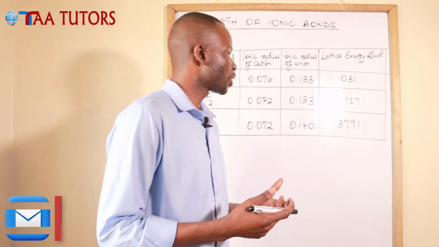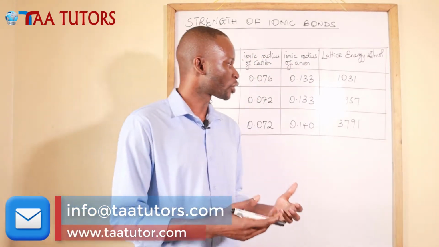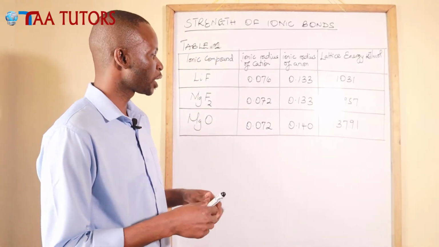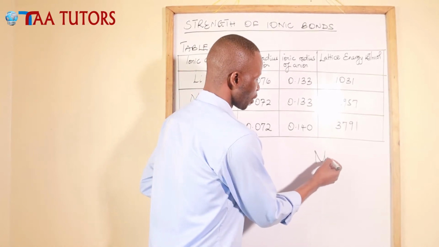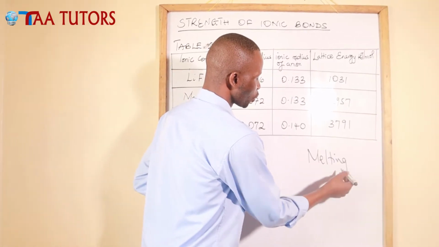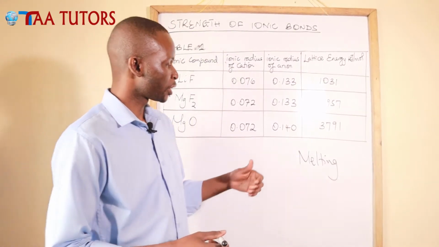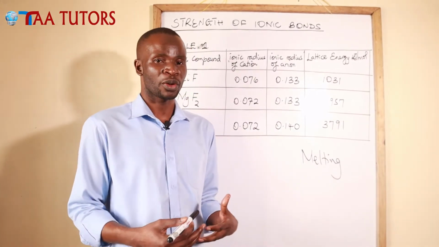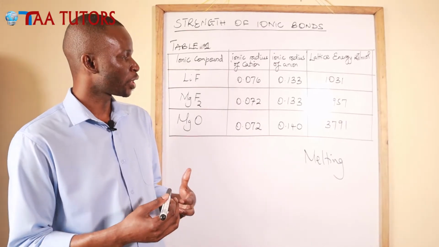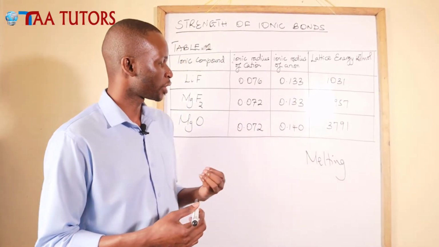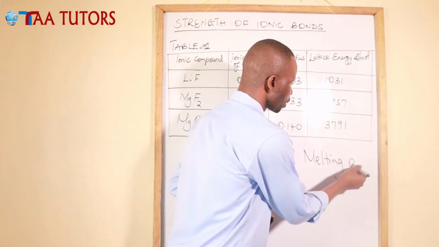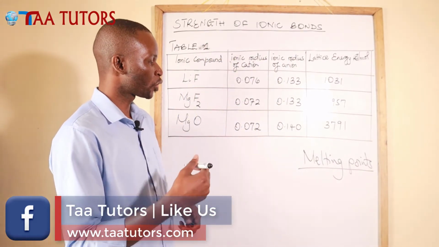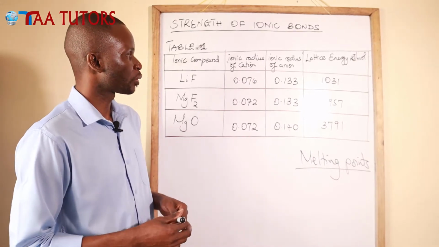Now, when something is stronger, you will need more energy to break it, and that is why when we are looking at the strength of ionic bonds, mainly we will be talking about melting points. Ionic compounds whose melting points are very high mean that the electrostatic force of attraction between the ions is very strong. Melting point is just a manifestation of the strength of the bonds, but we want to know how we explain those particular melting points.